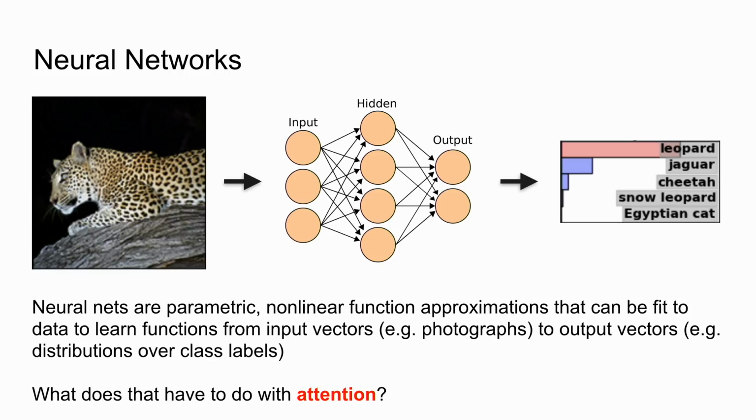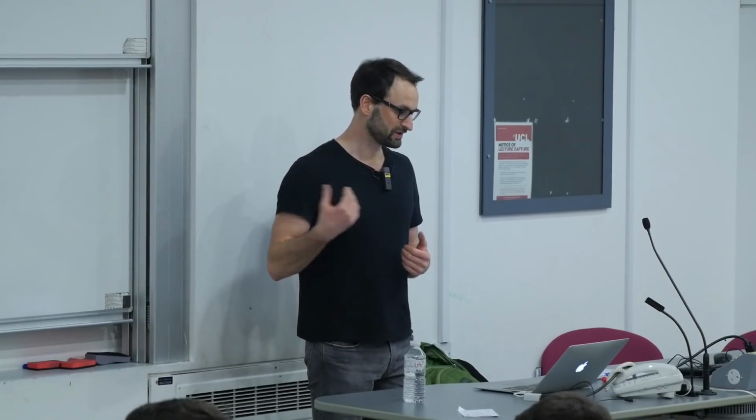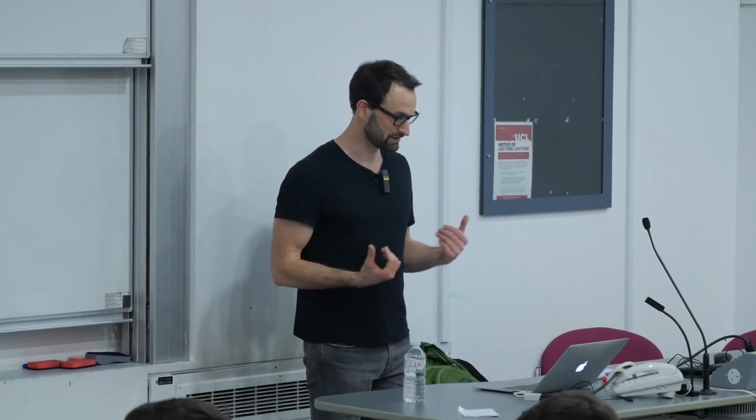In the example we're looking at here, when you're doing image classification, this is from the ImageNet database. Your input vector represents a photograph, and your output vector represents a distribution over class labels. In other words, it represents the probabilities that you're giving to the labels that have been applied to this class. So in this case, the computer thinks it's probably a leopard, but it might be a jaguar, or maybe a cheetah, or a snow leopard, or an Egyptian cat.